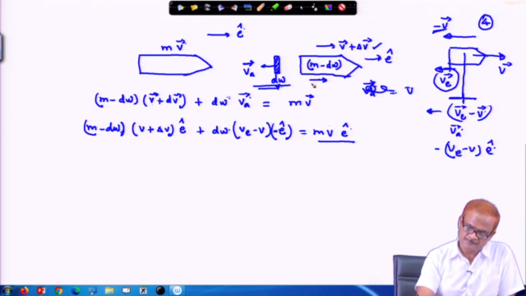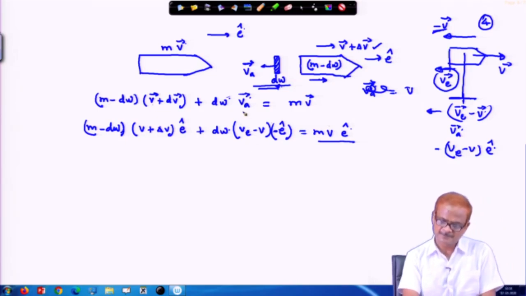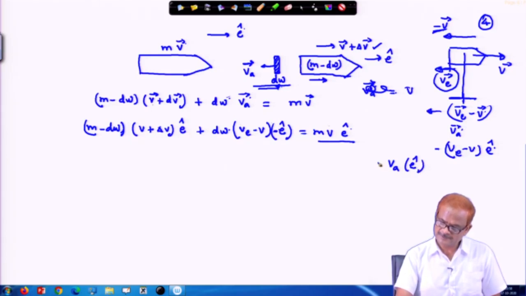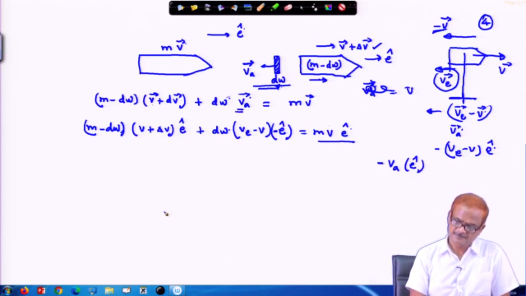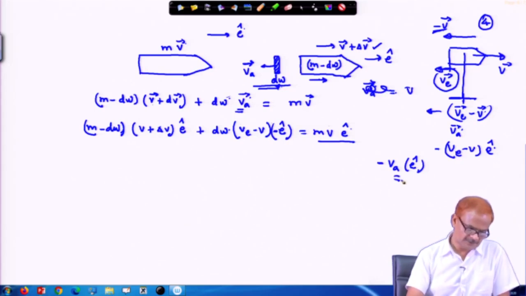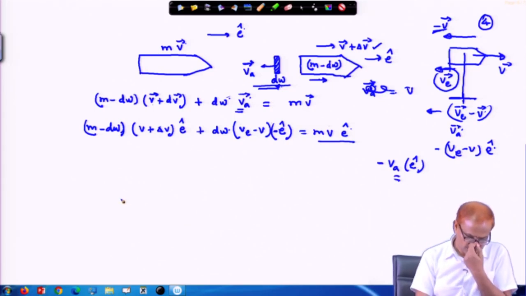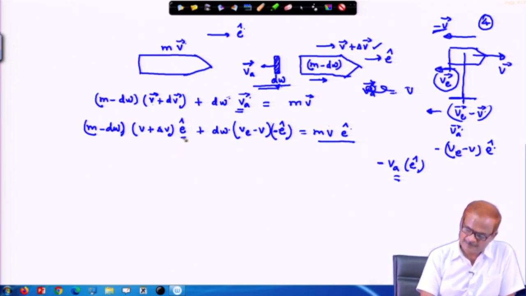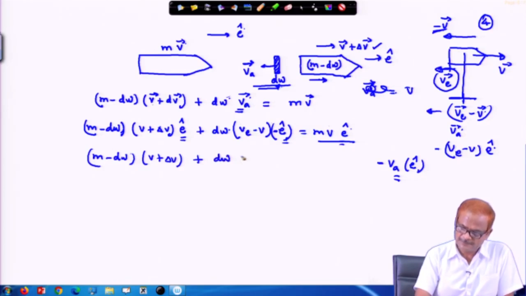The way we have written it, I could have also written v a times e cap with a minus sign in this place, and then v a simply replaced by V minus v. Now, expand it. So, you can see that we can remove this, only this quantity remains: v plus delta v plus dw times V minus v, and here this will come with a minus sign, m v.